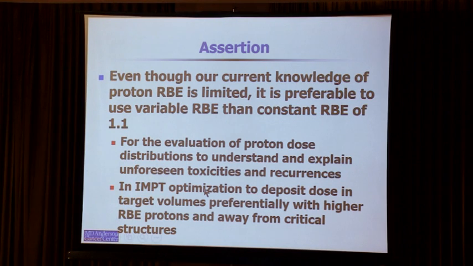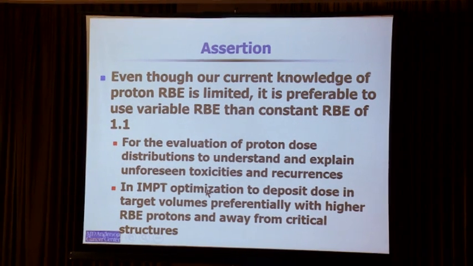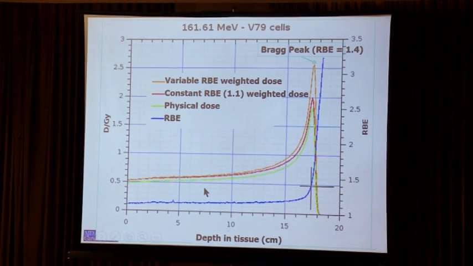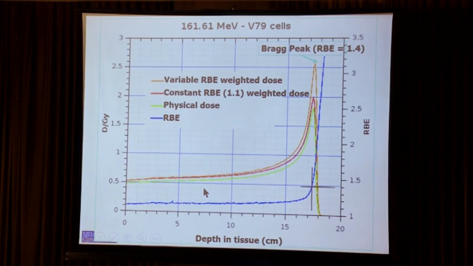Not only that, if we include variable RBE in optimization, it will improve the quality of treatment plans. It'll create dose distributions that are more effective for the target and reduce the dose outside the target. And if you think about that, why do we use protons? The reason we use protons is because there is lower dose at the entrance and high dose at this point.